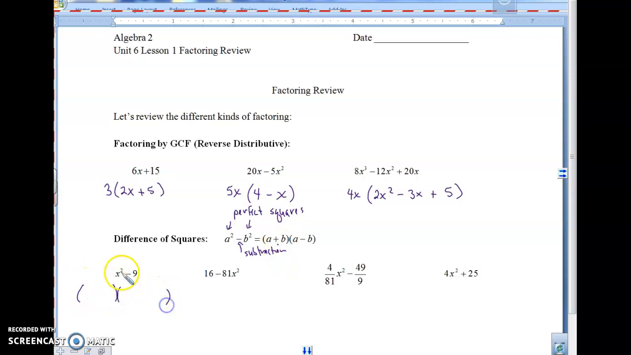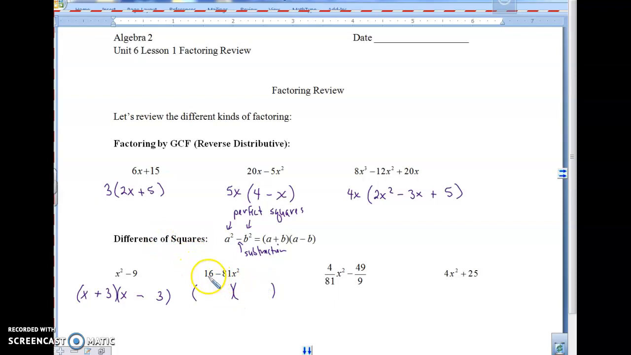Both of these are perfect squares. X squared, 9 are both perfect squares, minus in the middle. So x and x gives you x squared. 3 and 3 give you 9. And to make this 0 in the middle, it's going to be plus and minus 3x in the middle. So x plus 3, x minus 3. Now, order matters when you're doing these, because remember, when you're subtracting, order matters. Same thing when you're doing difference of squares.